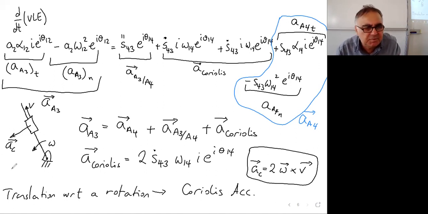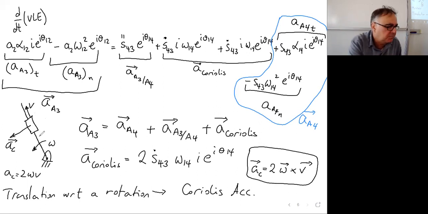And the magnitude of it, AC, is 2 omega v actually. So as we see here, the magnitude is 2 times the relative velocity times the angular velocity, and this is the unit vector which is perpendicular to theta 1,4. So you rotate theta 1,4 by 90 degrees in order to get the Coriolis term.